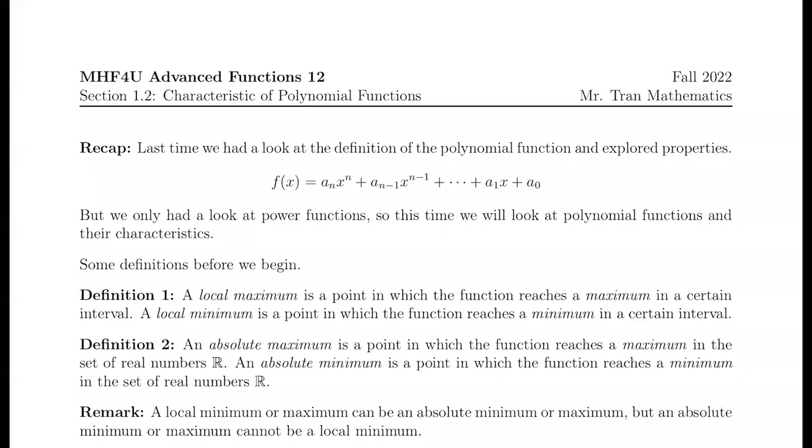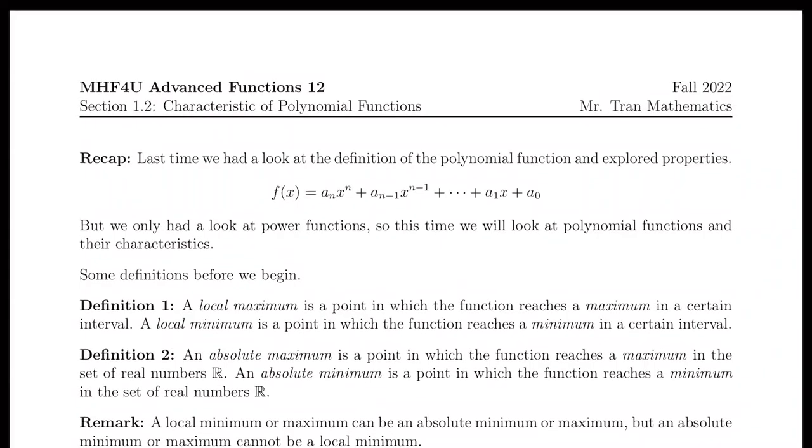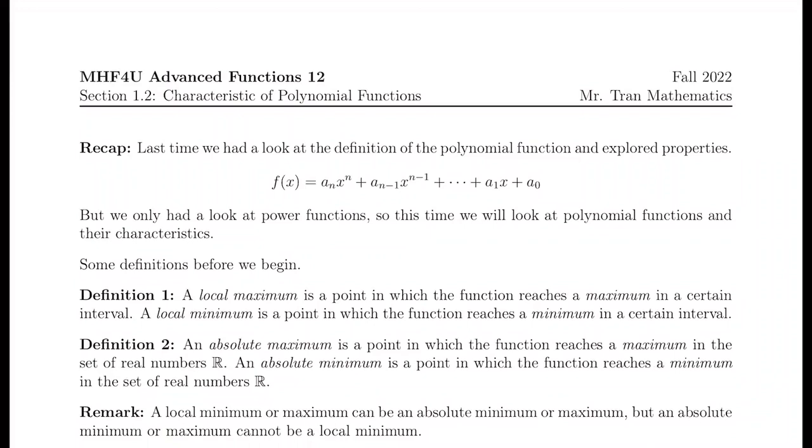Okay, so welcome back. In the last video, we had a look at the definition of the polynomial function and explored a little bit of their properties. Recall that the polynomial function is expressed like this over here. But we only had a look at the power functions. So in this video, we'll have a look at more on the polynomial functions and their characteristics. So let's have a look at some definitions first.